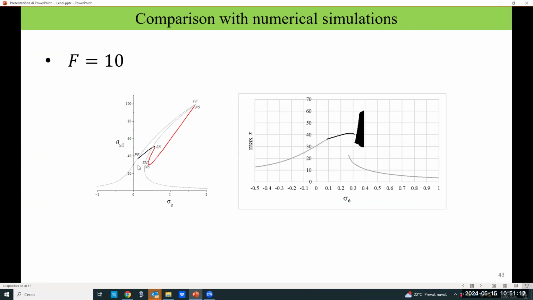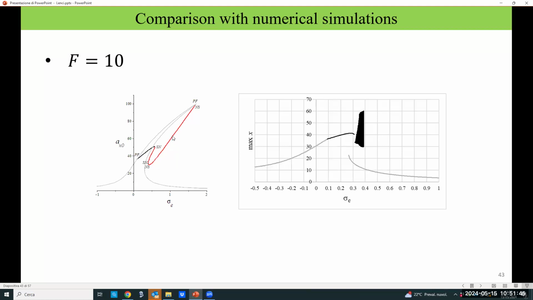Again, just to check our result, a comparison between the analytical bifurcation diagram coming from the previous one and the numerical bifurcation diagram. You see that in the numerical brute-force bifurcation, you capture only a stable solution, no unstable solution. You catch this one, then you go there. So this one is gray, then you go there.